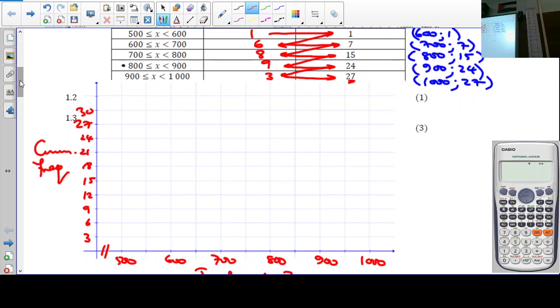So again, when we plot 601, it is approximately there. Then we go with 707, which is just above that. 815, so it's on here. 924, so we go 924. Then we get 1027, which is there.